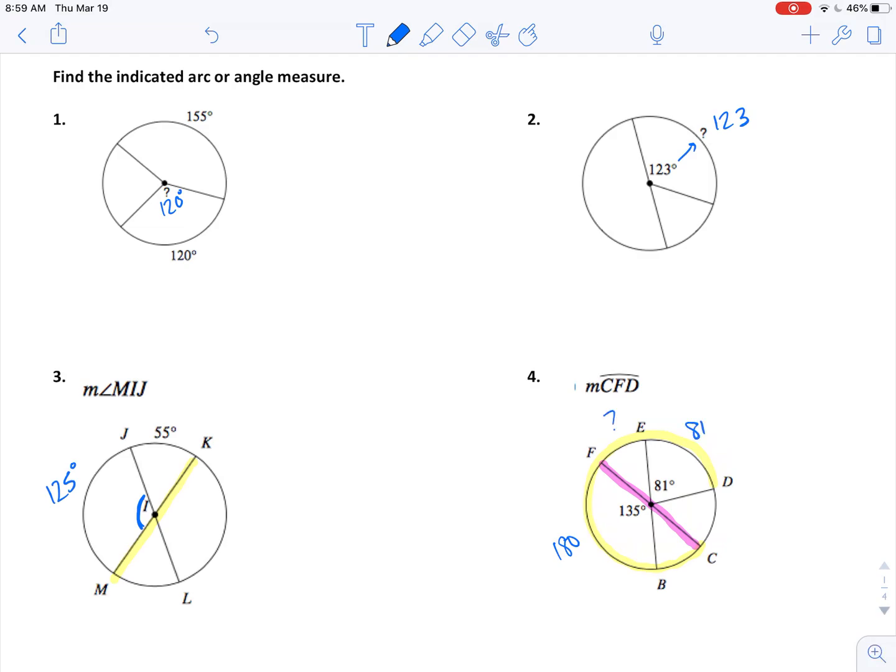We've got 81, but I need this piece, which is, incidentally, vertical to that angle, or we can look at another diameter. We can look at this diameter, and we can say, what is going to add with 135 to get me 180? So this has to be 45.